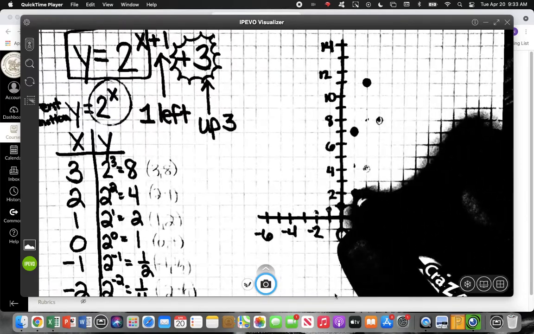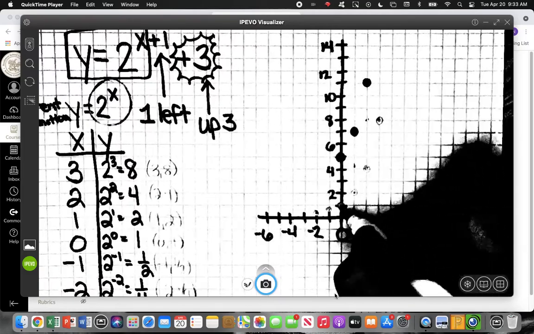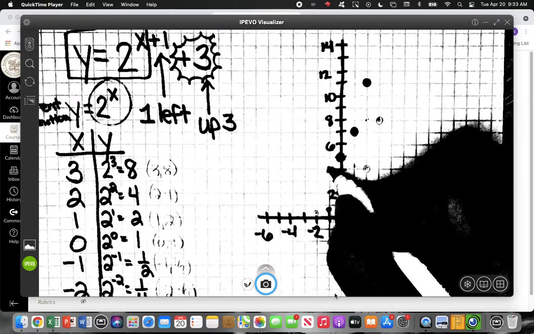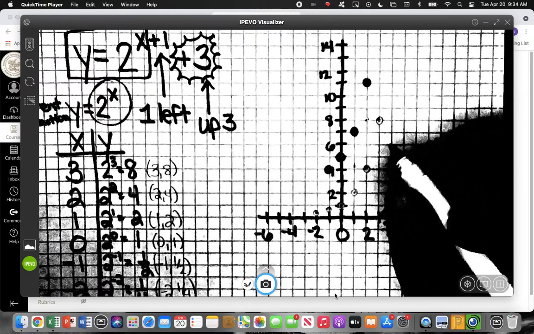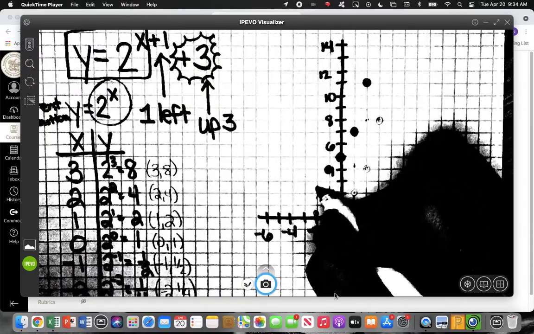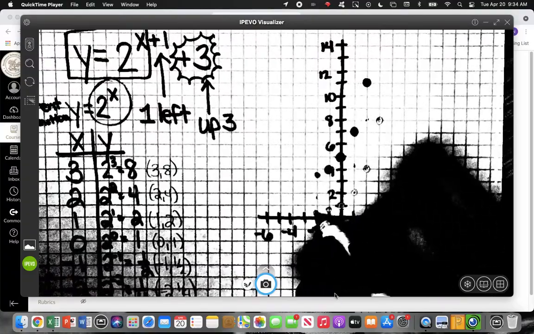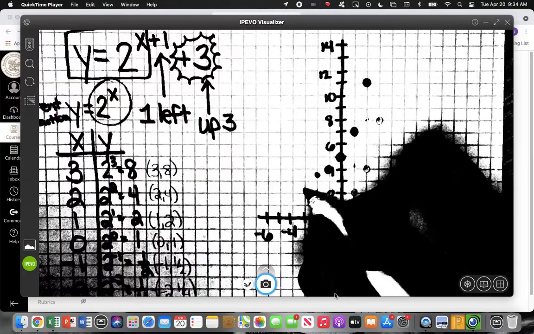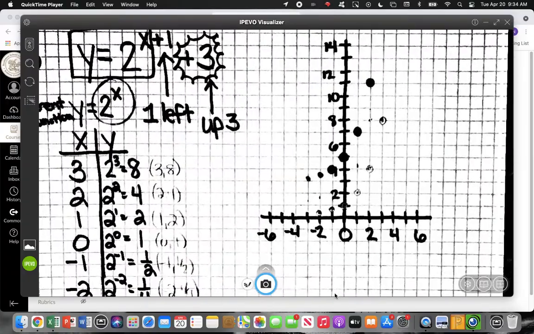The next point, left 1, up 3. Left 1, up 3. Left 1, and these fractions, it's a half, so up 1, up 2, up 3. I'm still in between points. And then this one's a fourth, up 1, up 2, up 3. So not quite, a little bit less.